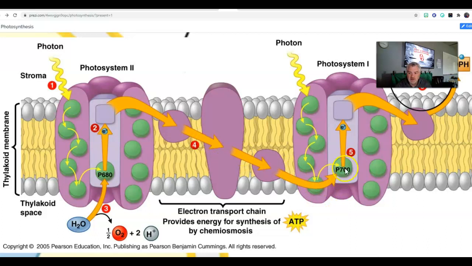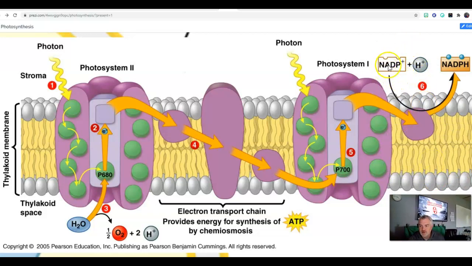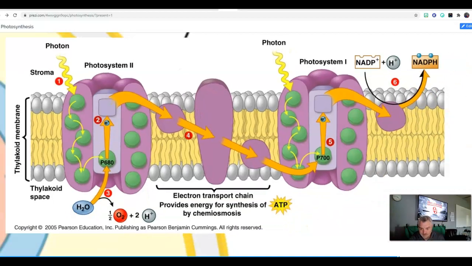Then those electrons are going to pass to photosystem 1, and again, light is going to strike the chlorophyll and excite those electrons to another primary acceptor here. Then they get passed down a second, shorter electron transport chain, and those will get transferred to NADP+, which is very similar to NAD+ that we saw in cellular respiration. Those electrons get passed there, forming NADPH, which is a molecule that's going to carry electrons to the next step, the Calvin cycle.